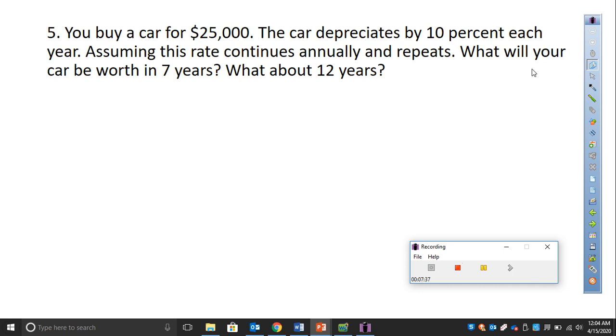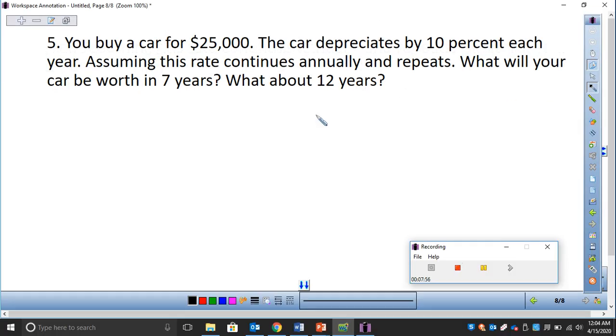Moving on, kind of an application problem. It says you buy a car for $25,000. The car depreciates by 10% each year. Assuming the rate continues annually and repeats, what will your car be worth in 7 years? What about 12 years? So this is not asking for the sum of them. It's asking for how much it will be worth in that year. So this is asking for a specific term.